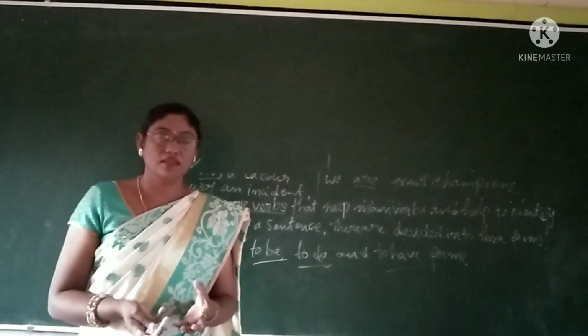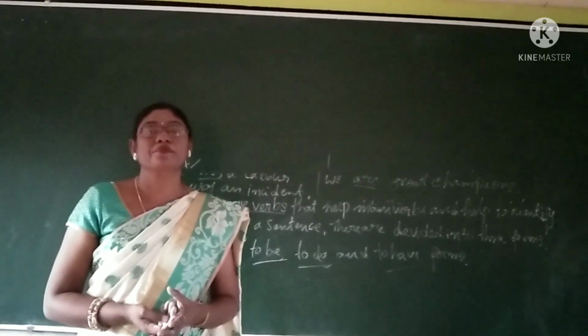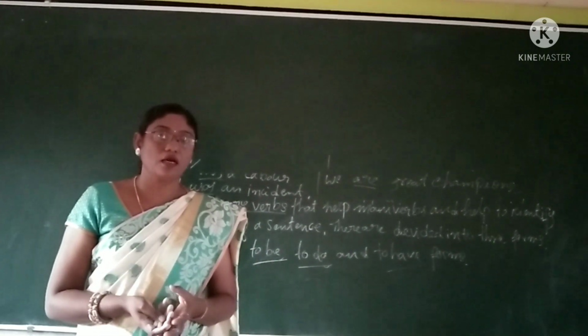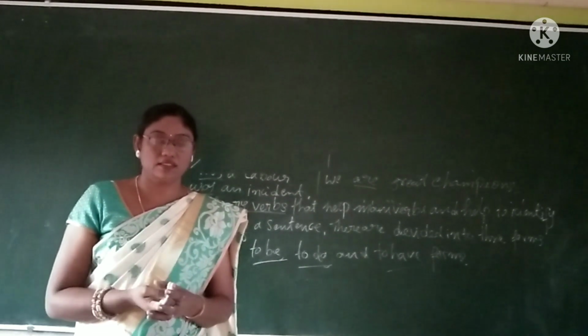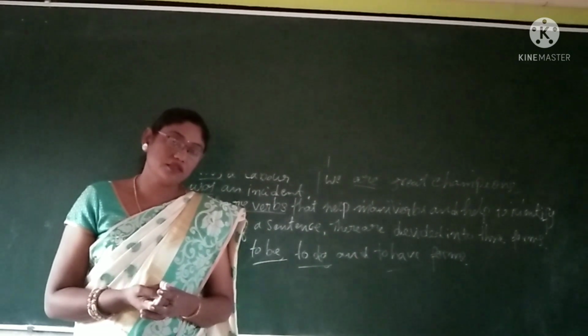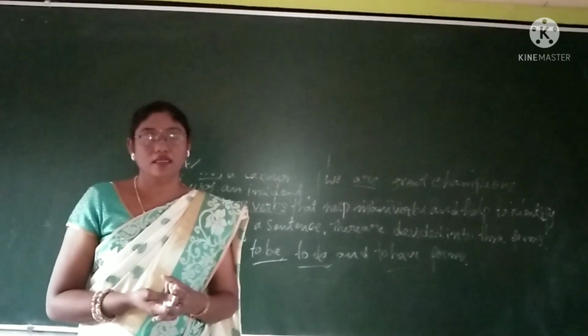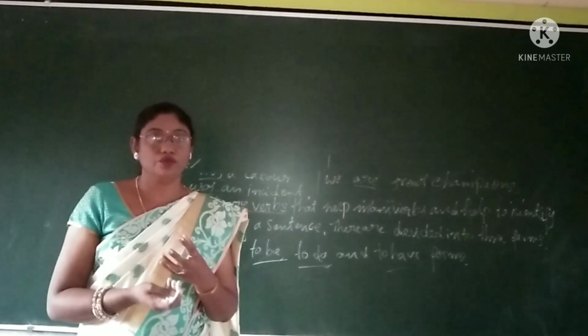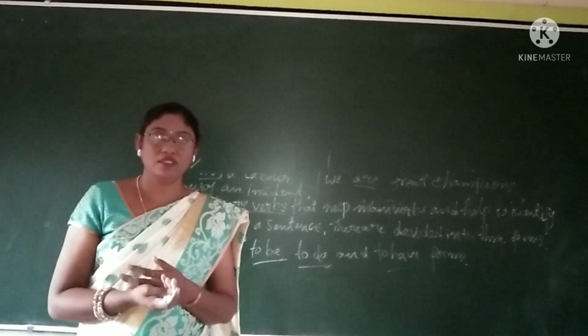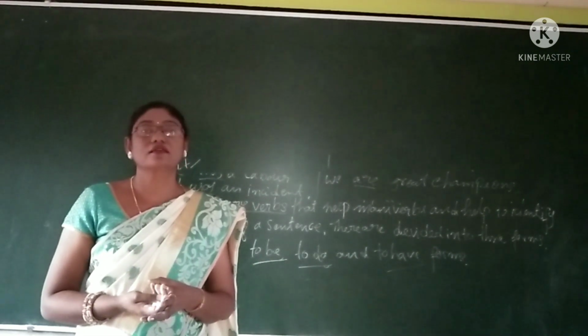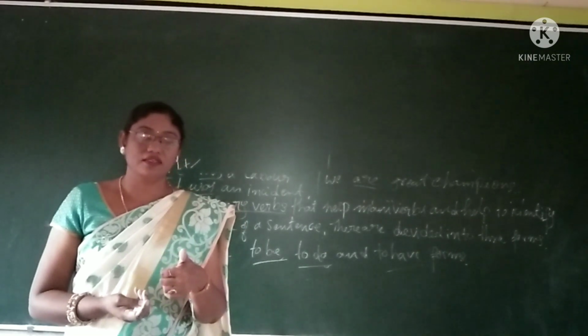So these are auxiliary verbs, the be forms. We have discussed in this video the be forms and how we use them in sentences. Hope you understood, and let's discuss in the next class the do forms and have forms in detail. Till then, keep watching and keep learning. Thank you so much.